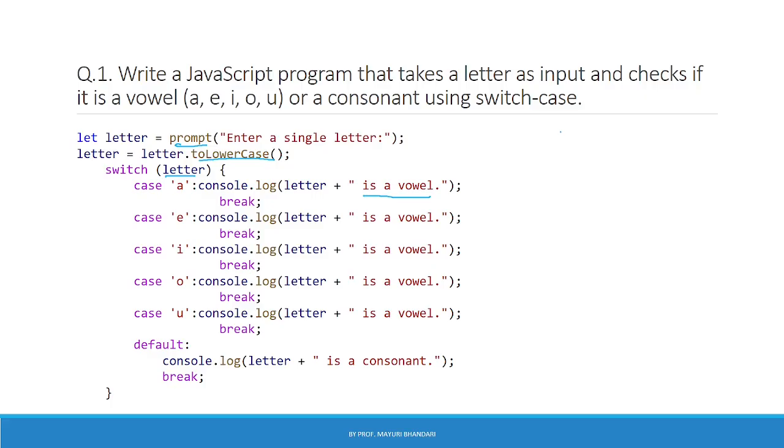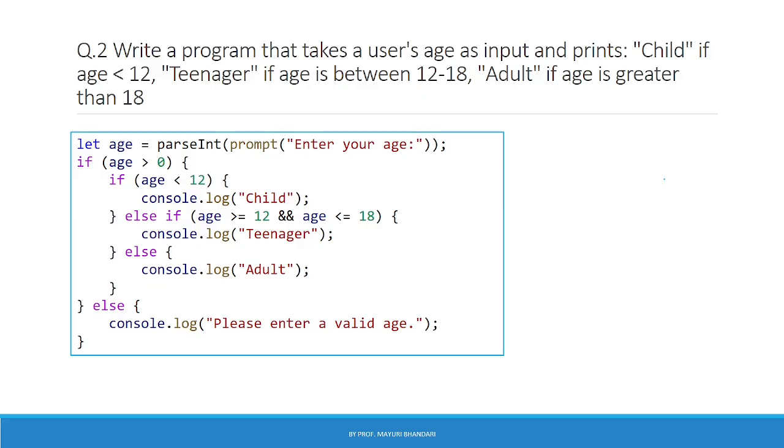So if user enters A, it will give it is a vowel. If user enters D, it will give you it is a consonant. And this is a simple program using switch case. Now second program is using conditional statement.